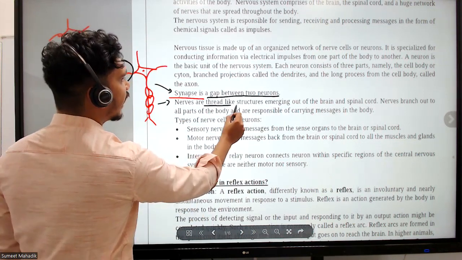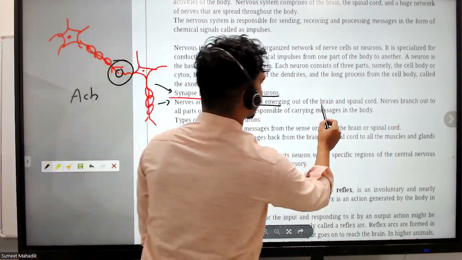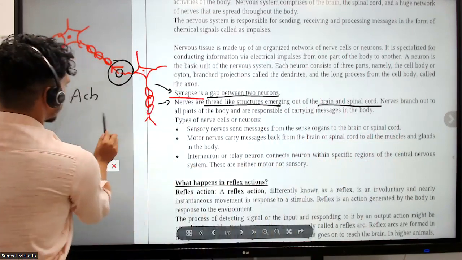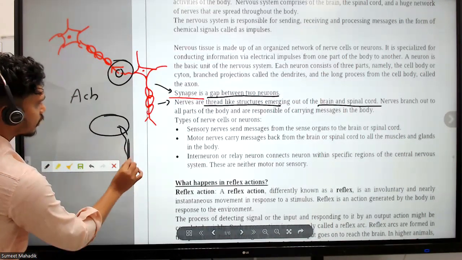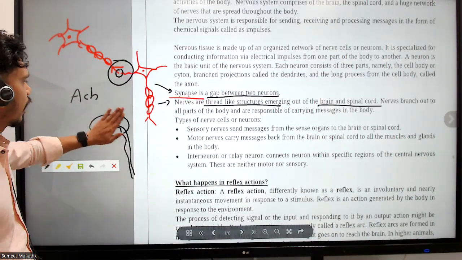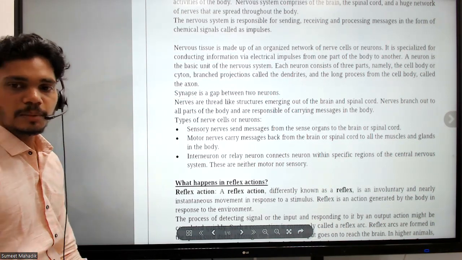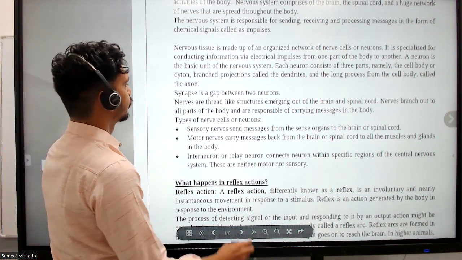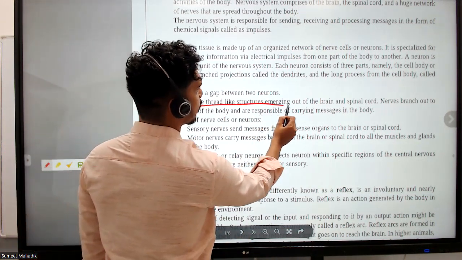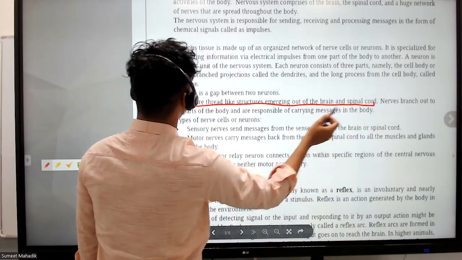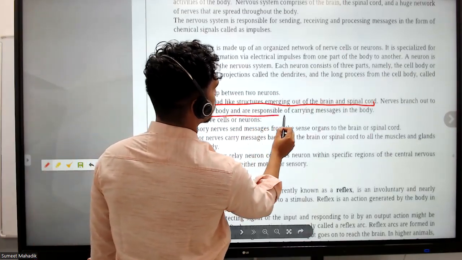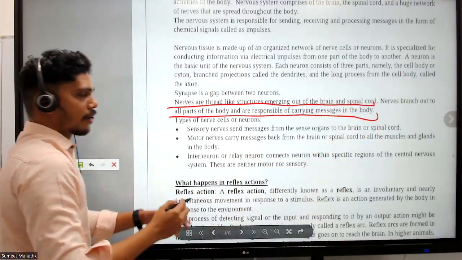Now, nerves are thread-like structures emerging out of the brain and spinal cord. Suppose this is your brain. So from here, the spinal cord is arising. Is this point clear? Very good. Nerves are thread-like structures emerging from the brain and spinal cord, branching out to all parts of the body, responsible for carrying messages in the body.